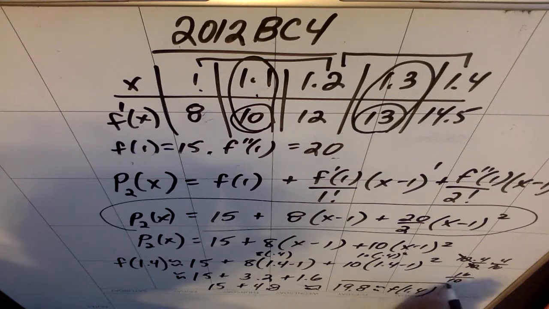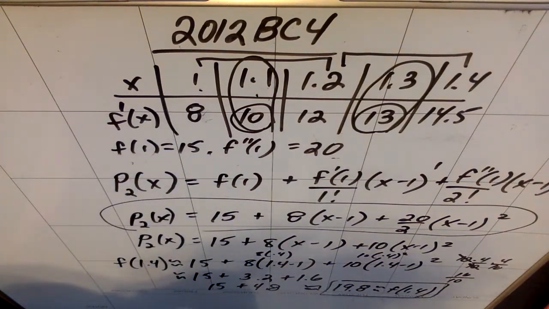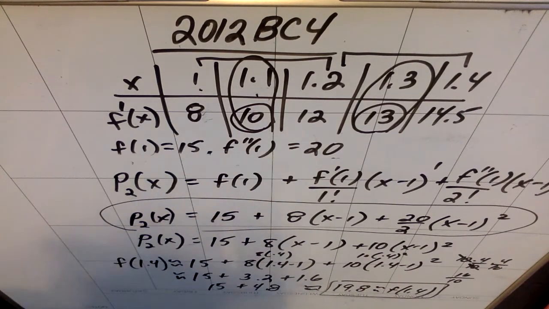So the cool thing about this free response, I think, is that they used 4 methods for you to approximate f of 1.4. They used a pretty basic method where you find a tangent line to approximate. They used area approximation. They used Euler's method, and then they used a Taylor polynomial. So it's pretty cool that they used 4 different ways to approximate the same value.